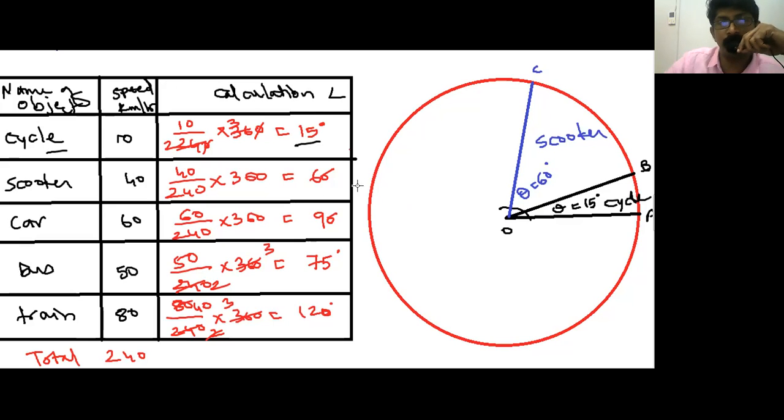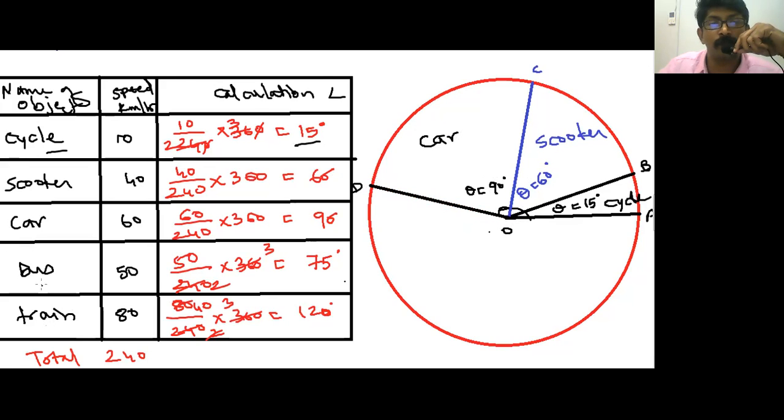Okay, now how to draw a 90-degree angle? You fix your protractor baseline like this, and from here you draw a perpendicular, or else you draw 90 degrees, exactly something like this. Then we can name it OD. You can write down over here theta is 90 degrees, and that will be nothing but car.